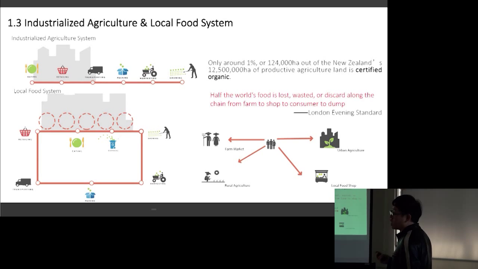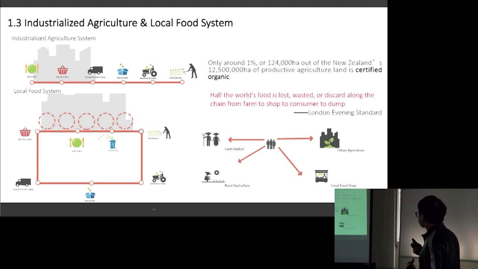So let's introduce two kinds of food system. One is the industrialized agricultural system. It's normal, like we grow food in rural areas and transport it to the city. Another one is a local food system. Growing and consumption both happen in the city, and it closes the circle from food production to waste. People living in the city could have more options. They can go to urban agriculture, go to a farm market, go to a local food shop, or go to a rural agriculture shop.